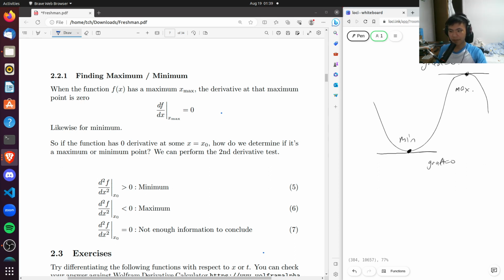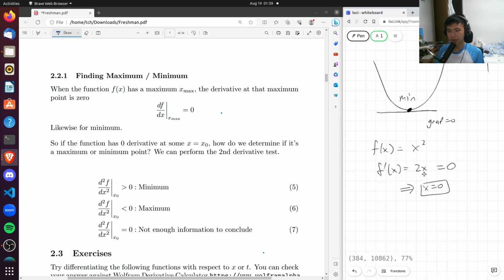If I have a function, let's say f of x equals x squared, and I take the derivative, which gives me 2x, right? If I set the derivative equal to 0, you can see that this gives me a stationary point, a point where if I move left and right, the function doesn't change by a lot, and it gives me a stationary point at x equals 0.